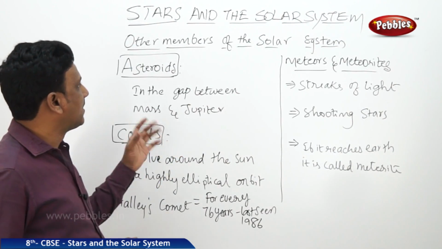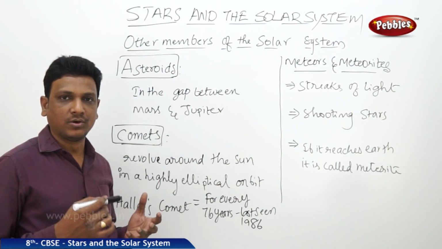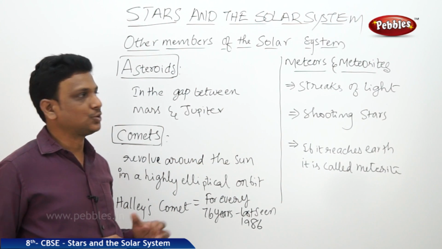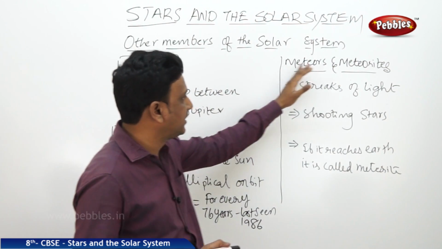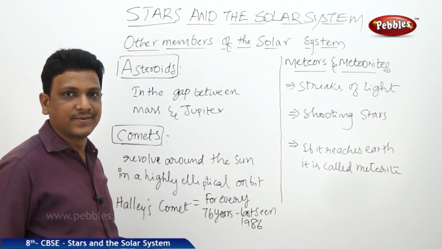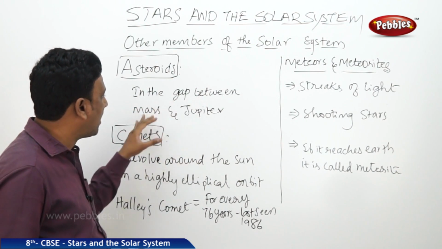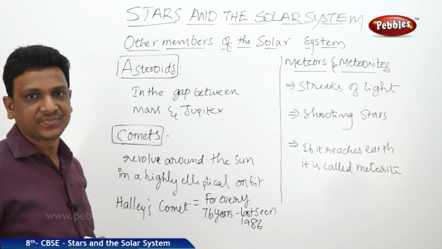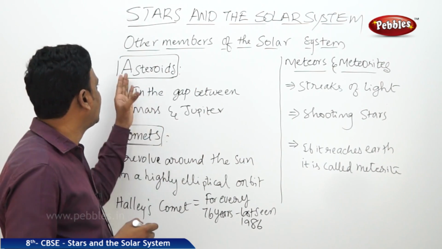Now let us see the other members of the solar system. We discussed the stars, that is the sun, and we discussed the planets and their satellites. So what else is there in the solar system? Along with the sun and planets, we see asteroids, comets, meteors and meteorites. What are these? Asteroids are bodies of dust and rocky material found in the solar system, especially in the gap between Mars and Jupiter. Between the orbits of Mars and Jupiter, there is a belt of rock and dust. That rocky material is nothing but the asteroids.